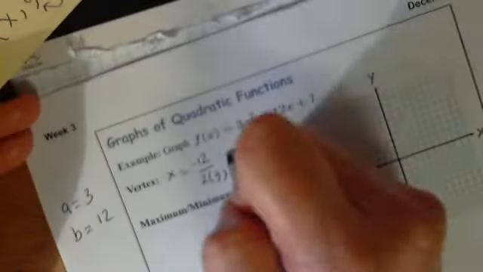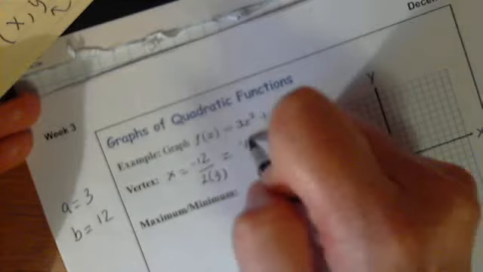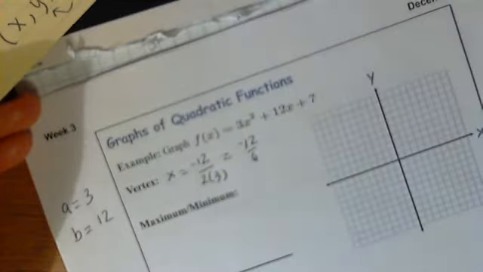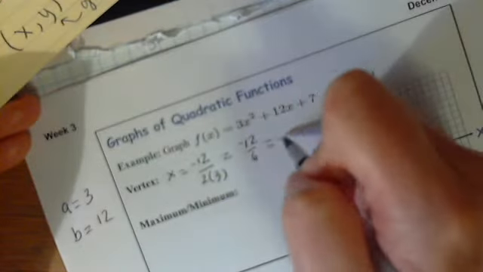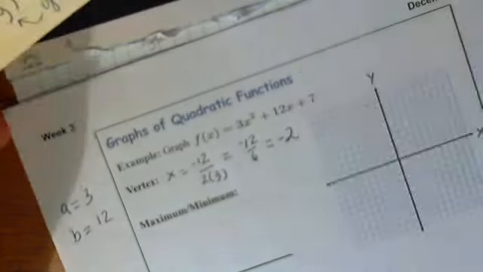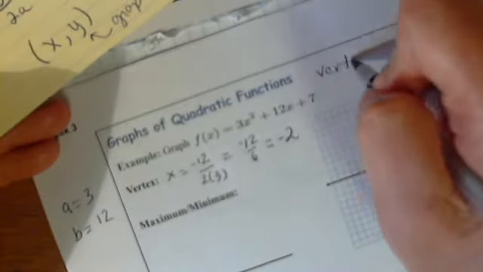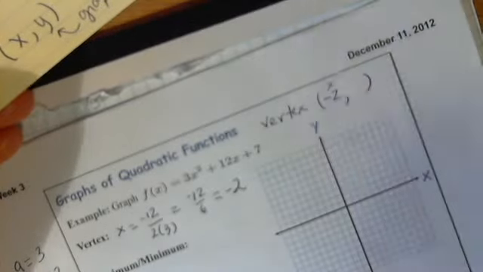So I'm using the vertex formula. Calculate this and we get negative 12 over 6. Negative 12 divided by 6 is negative 2. So I'm trying to find the coordinate pair where this parabola is going to turn, and I've just found the x part. Now I need to find the y part.